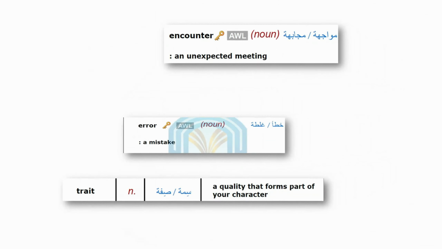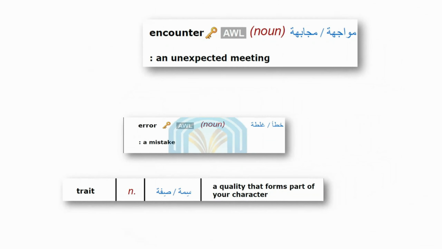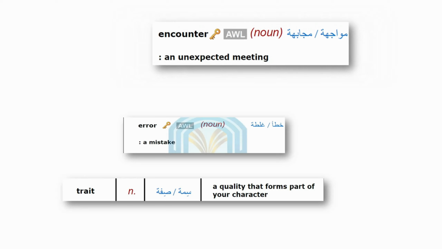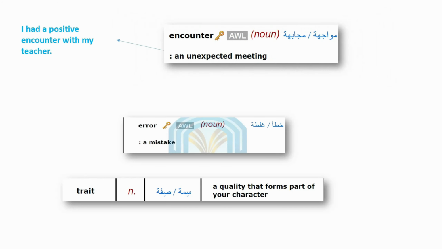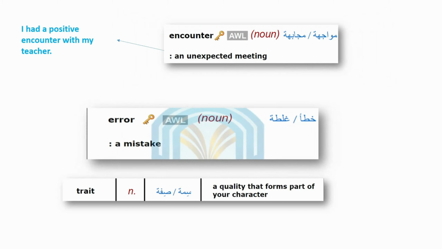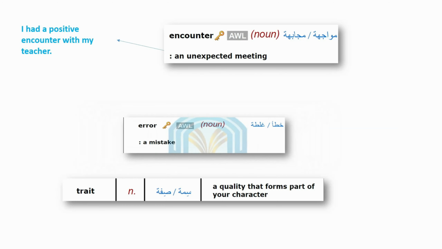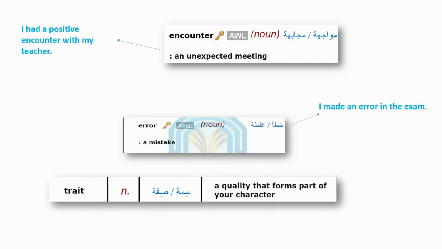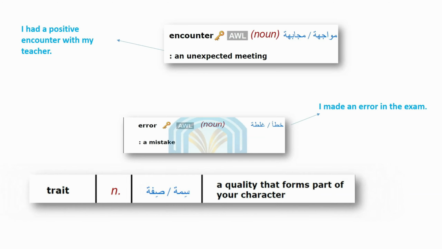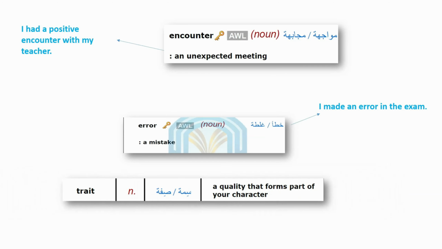Encounter. Muwajaha, an unexpected meeting. I had a positive encounter with my teacher. Muwajaha. Error. This is a noun. Khata, a mistake. So we say I made an error in the exam. Trait. Sima. This is a noun, and that is a quality that forms part of your character. So we say, my friend has good traits.